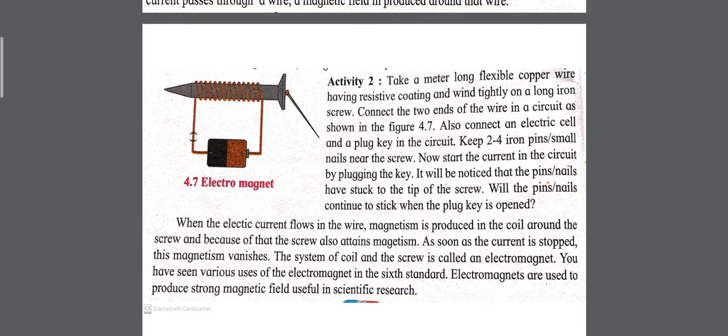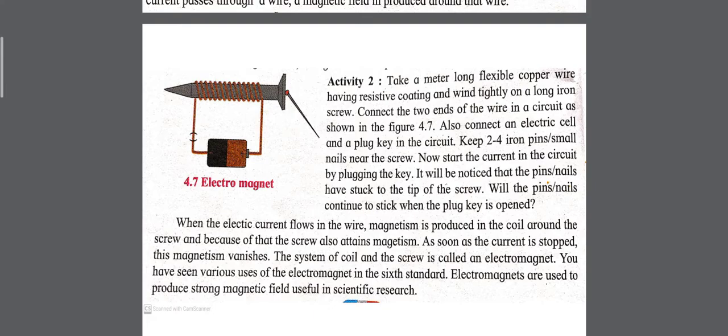So magnetism is produced in the coil around the screw, and because of that the screw also attains magnetism. As soon as the current stops, this magnetism vanishes. The system of coil and the screw, that is figure 4.7, is known as an electromagnet. You have seen various uses of electromagnets in 6th standard, and electromagnets are also used to produce strong magnetic fields, which are useful in scientific research.